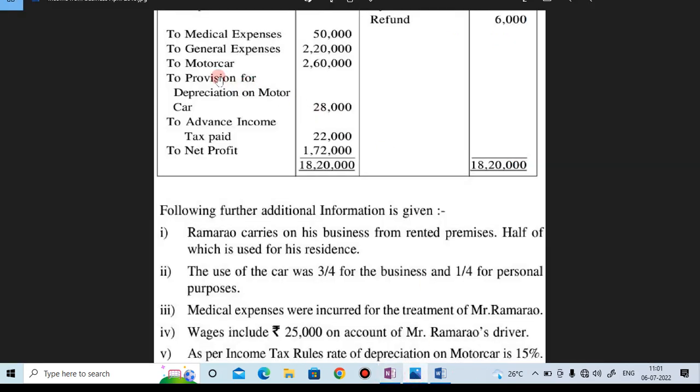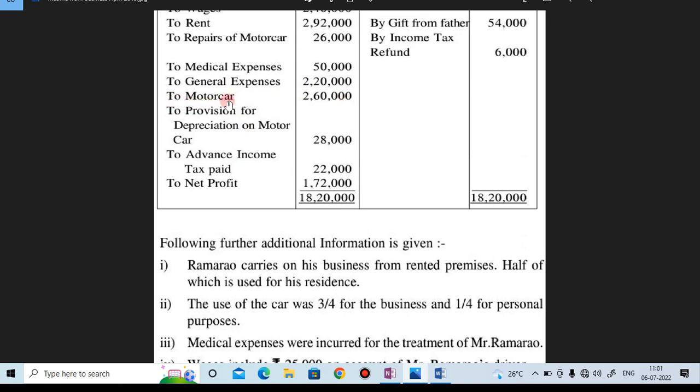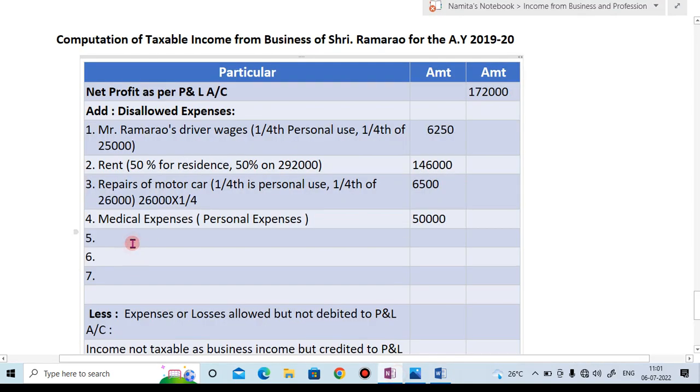After medical expenses, next is general expenses 2,20,000. General expenses is related to the business. Next is motor car 2,60,000. Now what is motor car? Capital expenditure. Capital expenditure is called disallowed expenses. So the entire amount of motor car is capital expenditure, so it is disallowed expenses: capital expenditure 2,60,000.